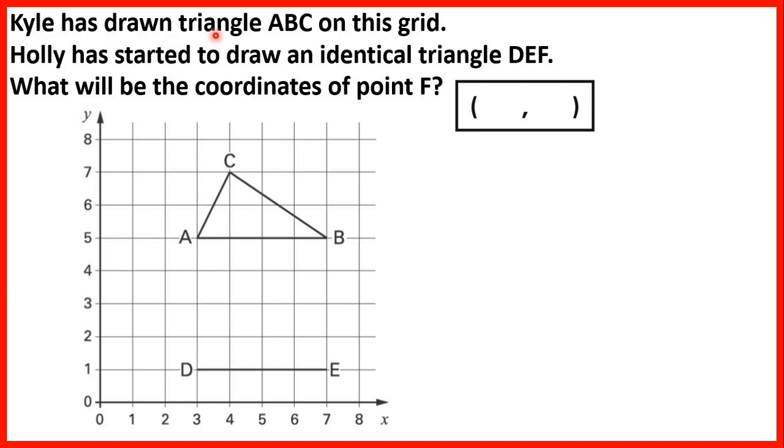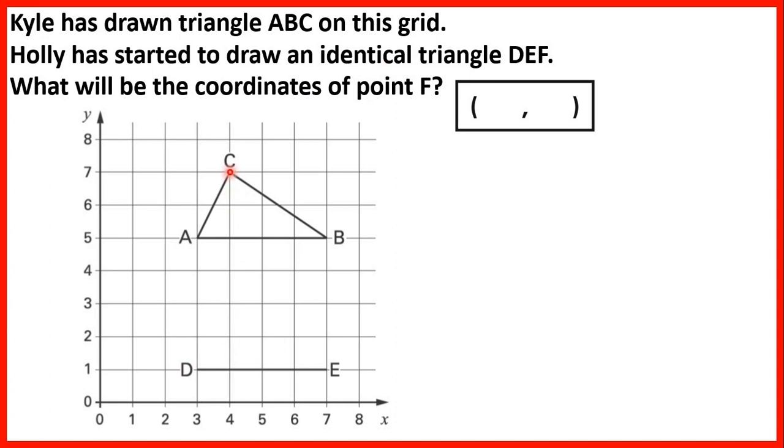Kyle has drawn triangle ABC on this grid. Holly has started to draw an identical triangle DEF. What will be the coordinates of point F? So identical means exactly the same. So the triangle that Holly is drawing will be the same size as the triangle that Kyle has drawn.